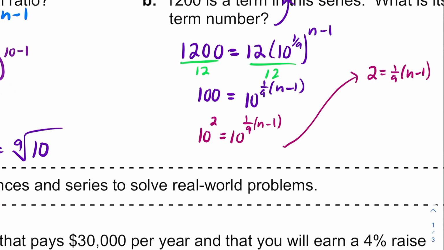Now at this point I would multiply by 9. So multiply by 9, that gives us 18 is equal to n minus 1. Then add 1, that makes n equal to 19. So that means that the 19th term in this series is going to be 1200.